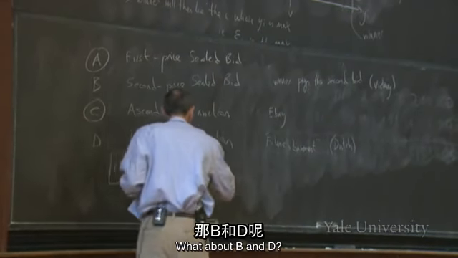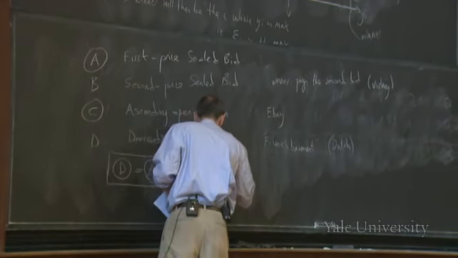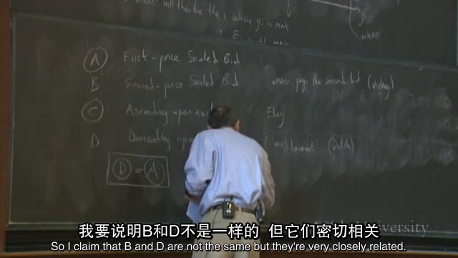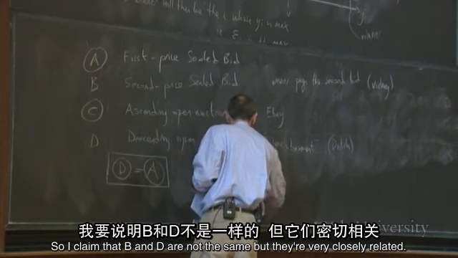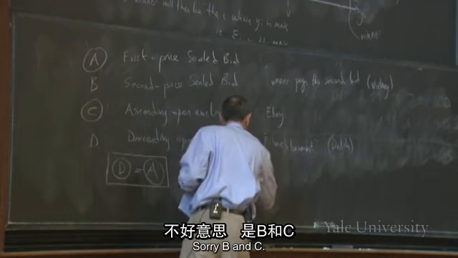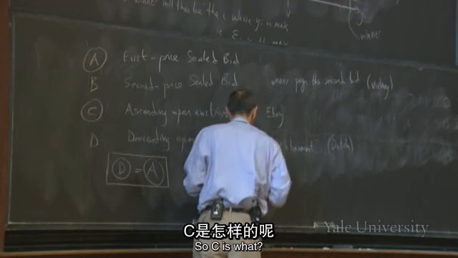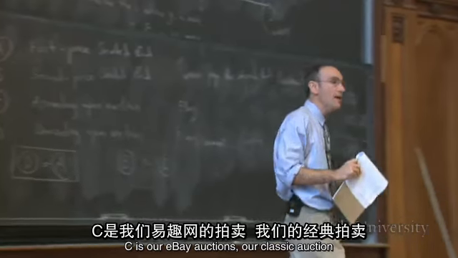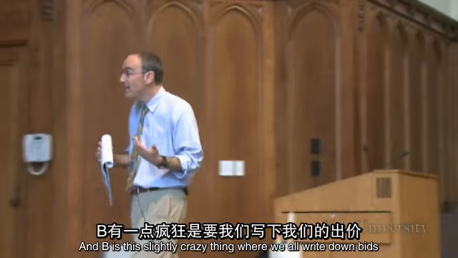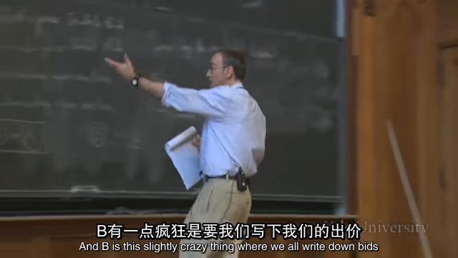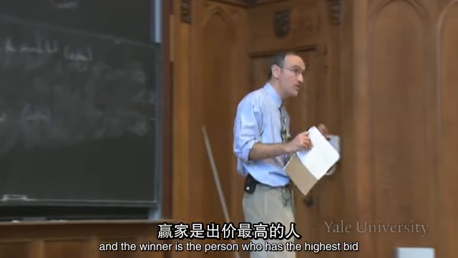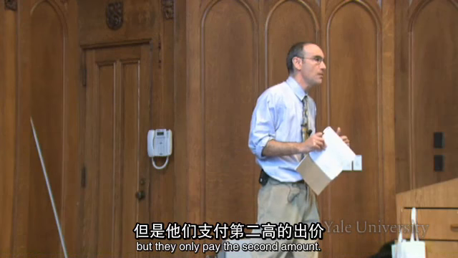What about B and D? Sorry, B and C. I claim that B and C are not the same, but they're very closely related. C is our eBay auction, the classic auction you're all used to playing on eBay. And B is this slightly crazy thing where we all write down bids, and the winner is the person who has the highest bid, but they only pay the second amount.